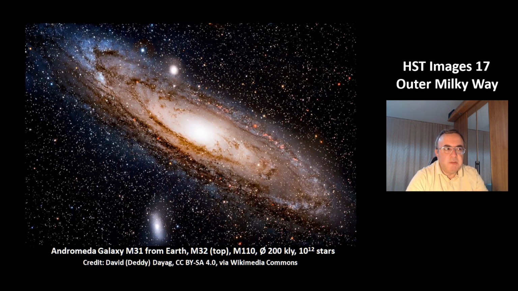This is a very beautiful picture of the Andromeda Galaxy M31 taken from Earth. And you can see two of its satellite galaxies. At the top, that's M32. And at the bottom, that's M110. The Andromeda Galaxy has a size of 200,000 light years, and it contains 1 trillion stars.